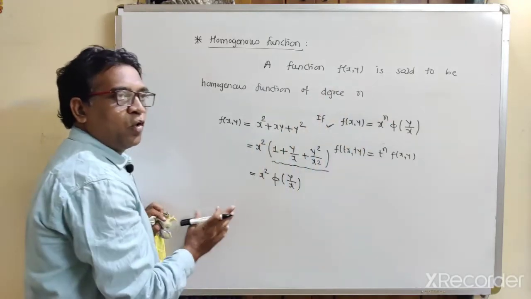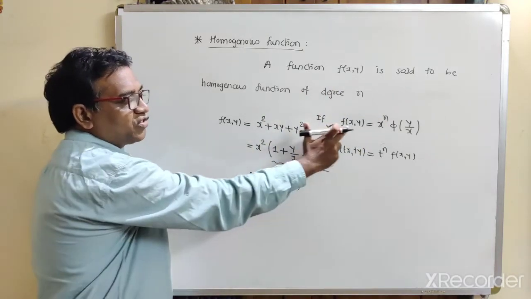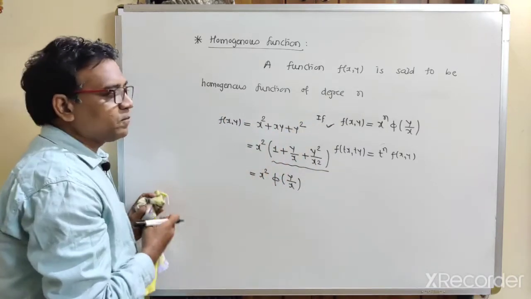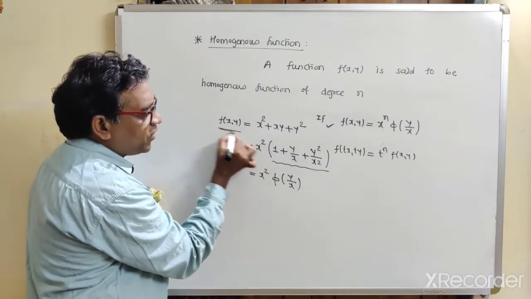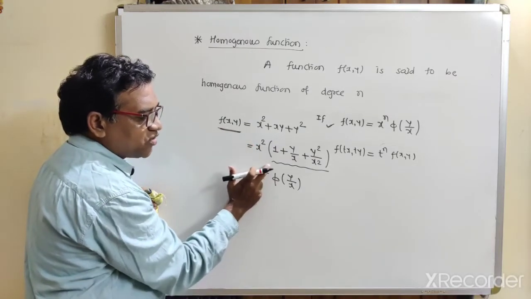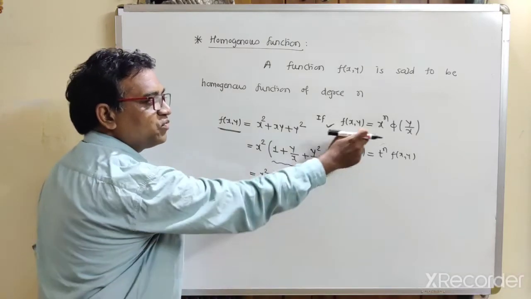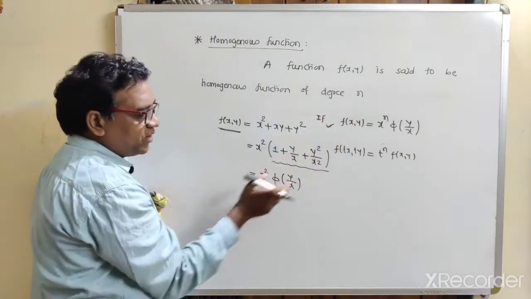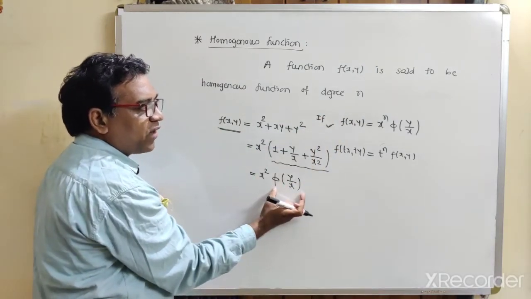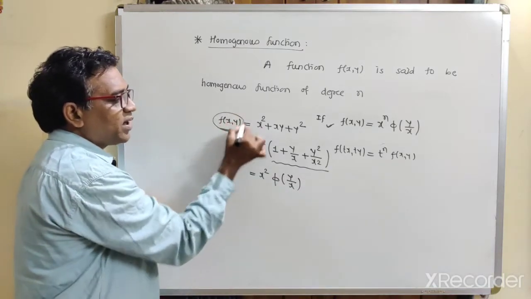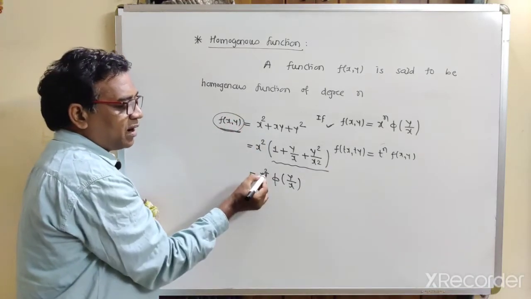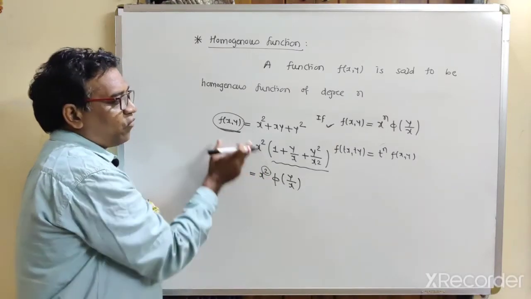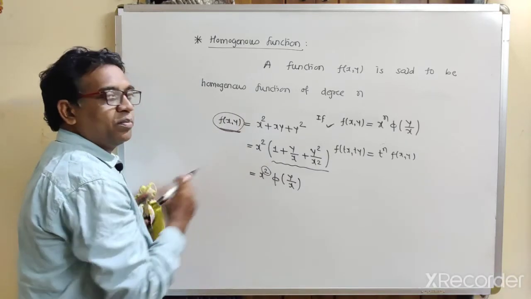So see what is meant by homogeneous function. A function f(x,y) is said to be a homogeneous function of degree n, means that if we express f(x,y) in the language of x raised to n into a function of y upon x, we get the same language. Then this f(x,y) is called the homogeneous function, and this number represents the degree of that homogeneous function. So obviously f(x,y) is a homogeneous function of degree 2.